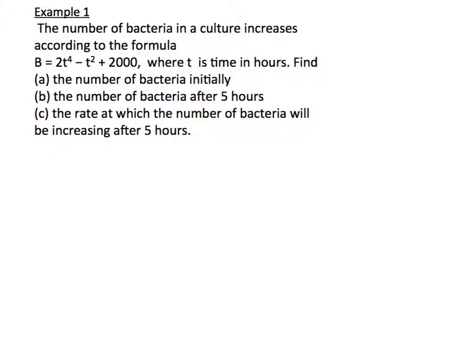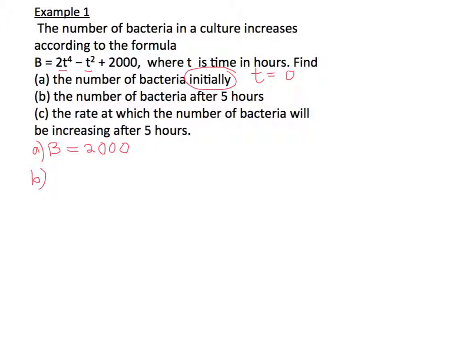The number of bacteria in a culture increases according to this formula, where t is time in hours. Part A: find the number of bacteria initially. Now initially means when t equals 0. So we want to find B, the number of bacteria when t equals 0. Just replacing t with 0, you can see you get B equals 2000. So the number of bacteria initially is 2000 bacteria.